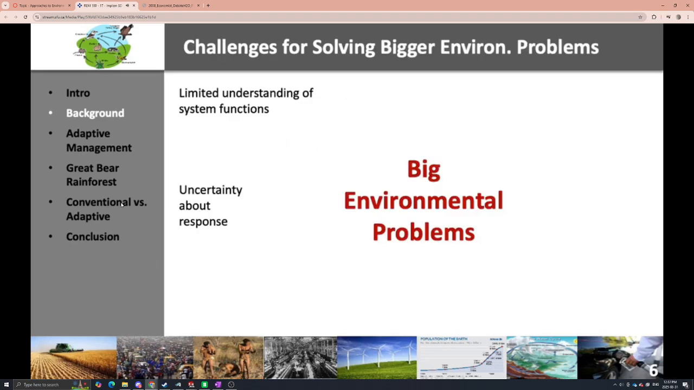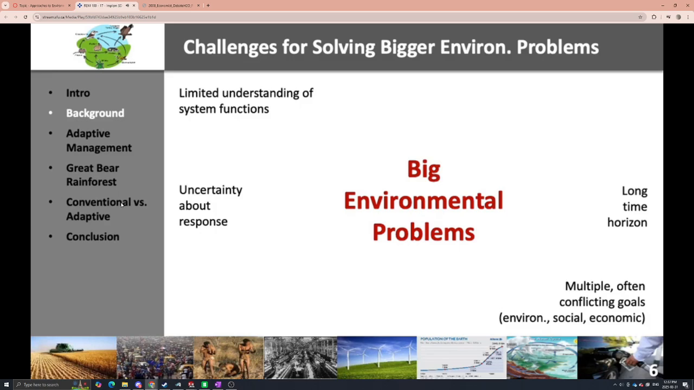Now, having only a limited understanding of a system and having high uncertainty about how a system will respond to management actions are not the only challenges for addressing these bigger or more challenging environmental issues. The potentially long time lag in the response of the system is also a challenge because it can take a long time to see the effects of a particular management action. Another issue is that there are often multiple conflicting goals. Environmental protection is often at odds with economic interests or social needs of, say, local communities.